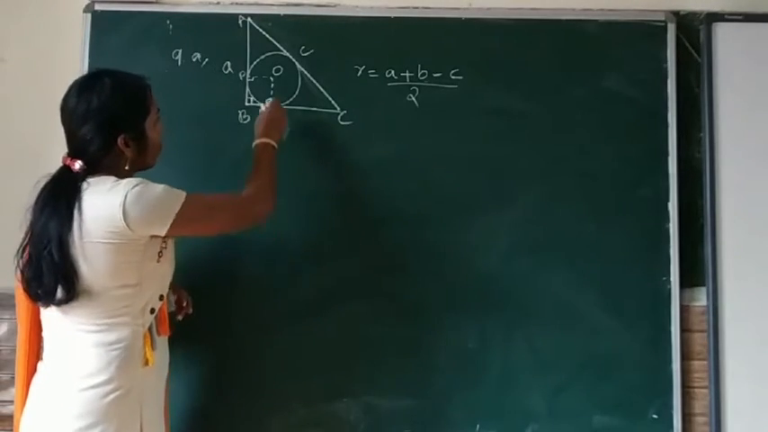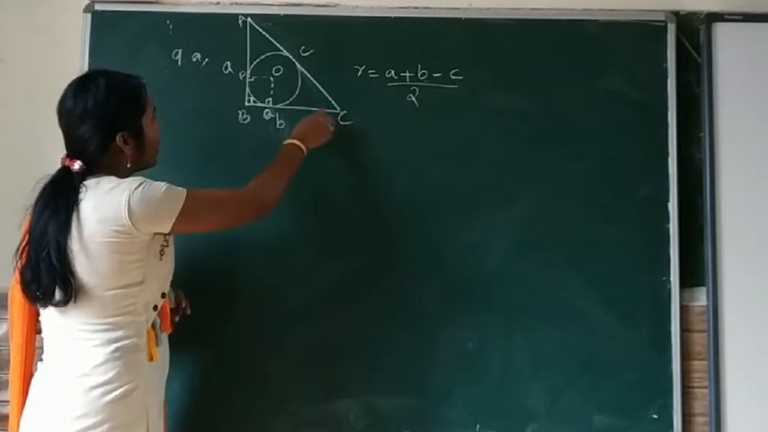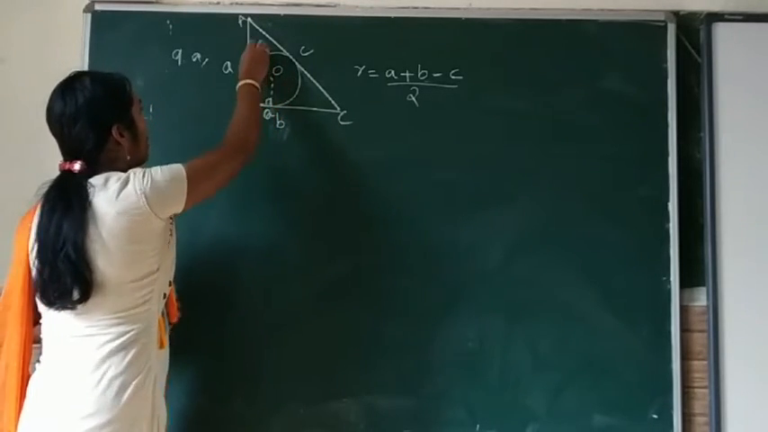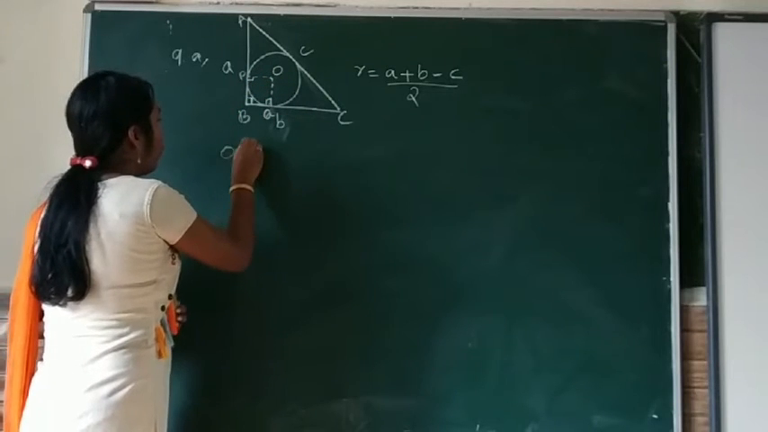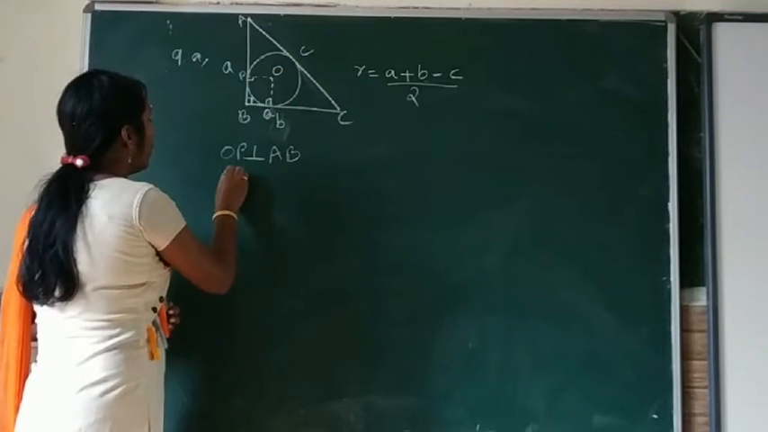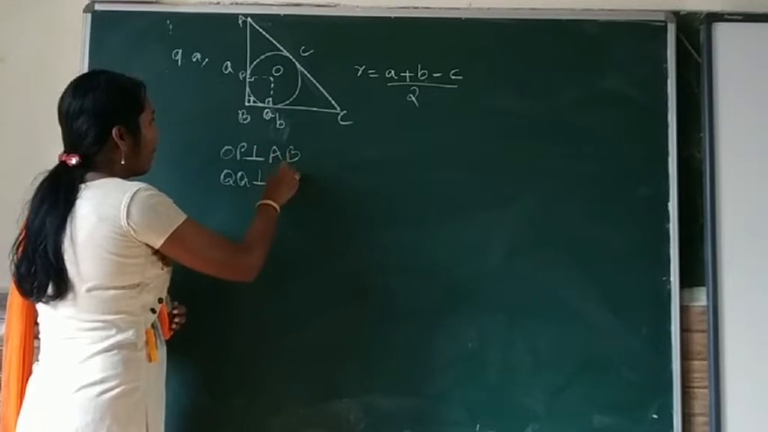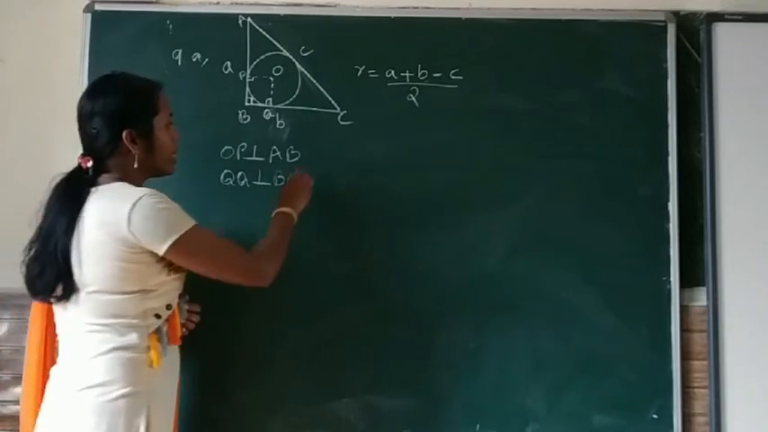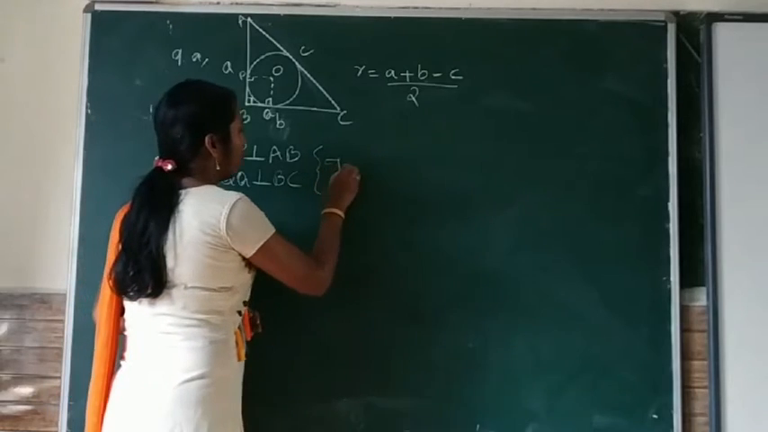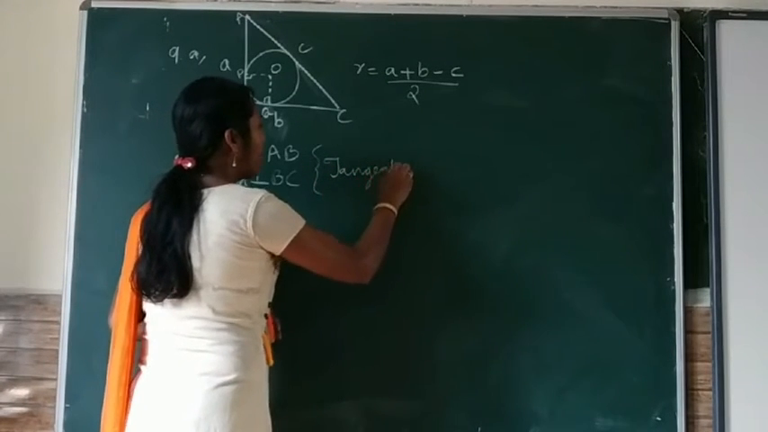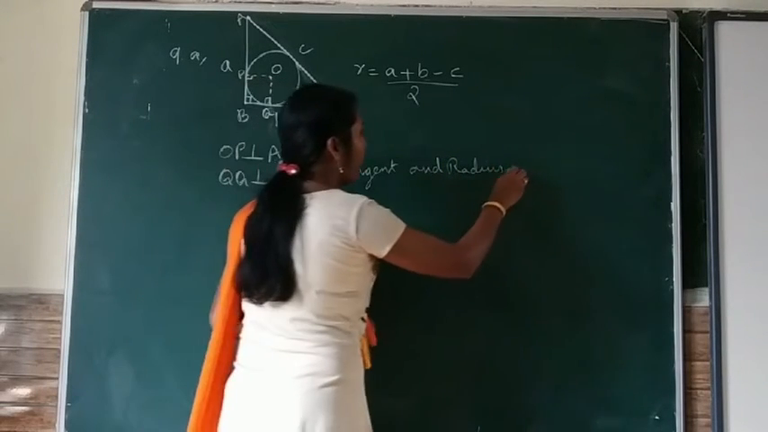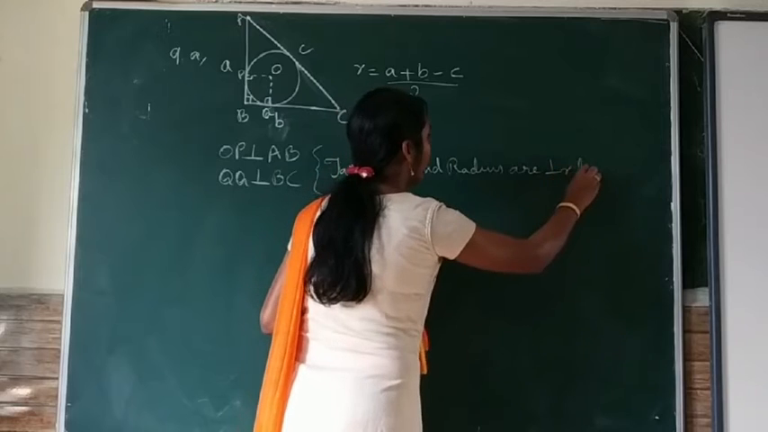Here, AB is perpendicular to BC, therefore this angle is 90 degrees, a right angle. Now, OP is perpendicular to AB, and OQ is perpendicular to BC. The reason: tangent and radius are perpendicular to each other.